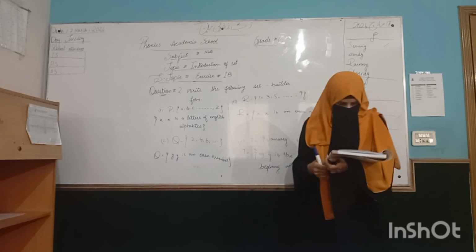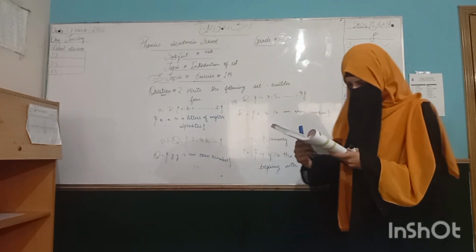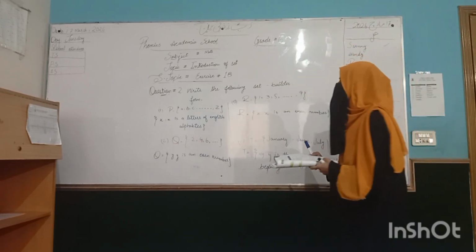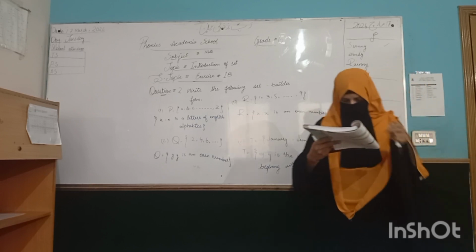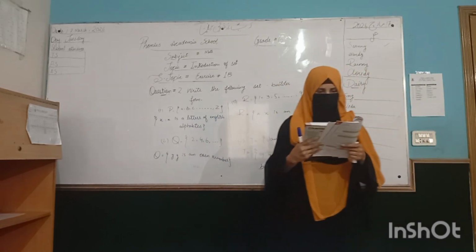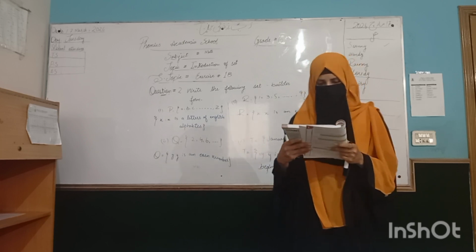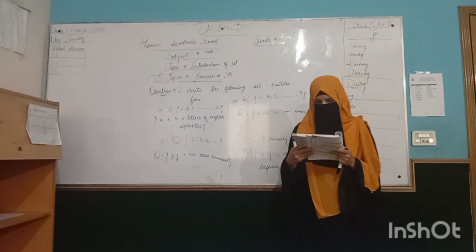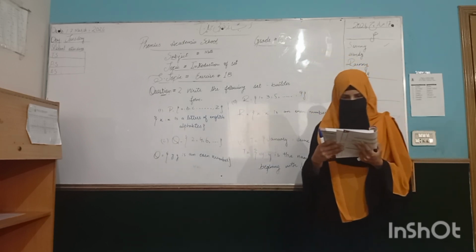Exercise number 1.2. So students, you have to do question number 2: write the following sets in set builder form. Open your book to page number 7 and also open your notebook. At first, you have some examples here: description notation, tabular notation, and set builder notation.